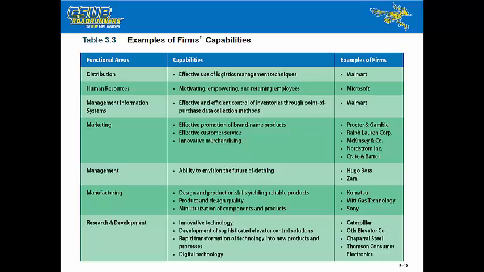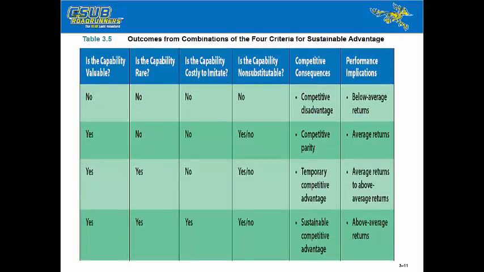And then research and development capabilities. So innovative technology, rapid transformation of technology into products and processes. Caterpillar is very good at that. Otis, Chaparral, and Thompson are some other examples.